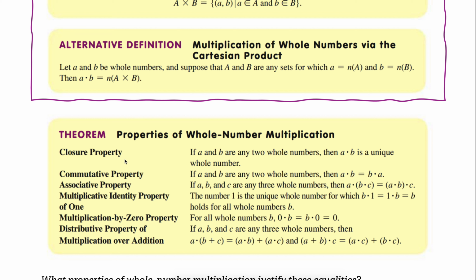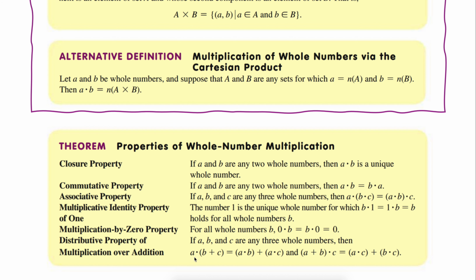And then there's the distributive property. If you have A times, and in parentheses B plus C, it's the same thing as A times B plus A times C. And it works if the number being multiplied is in front of the parentheses or if it's in the back. The distributive property is still going to work.